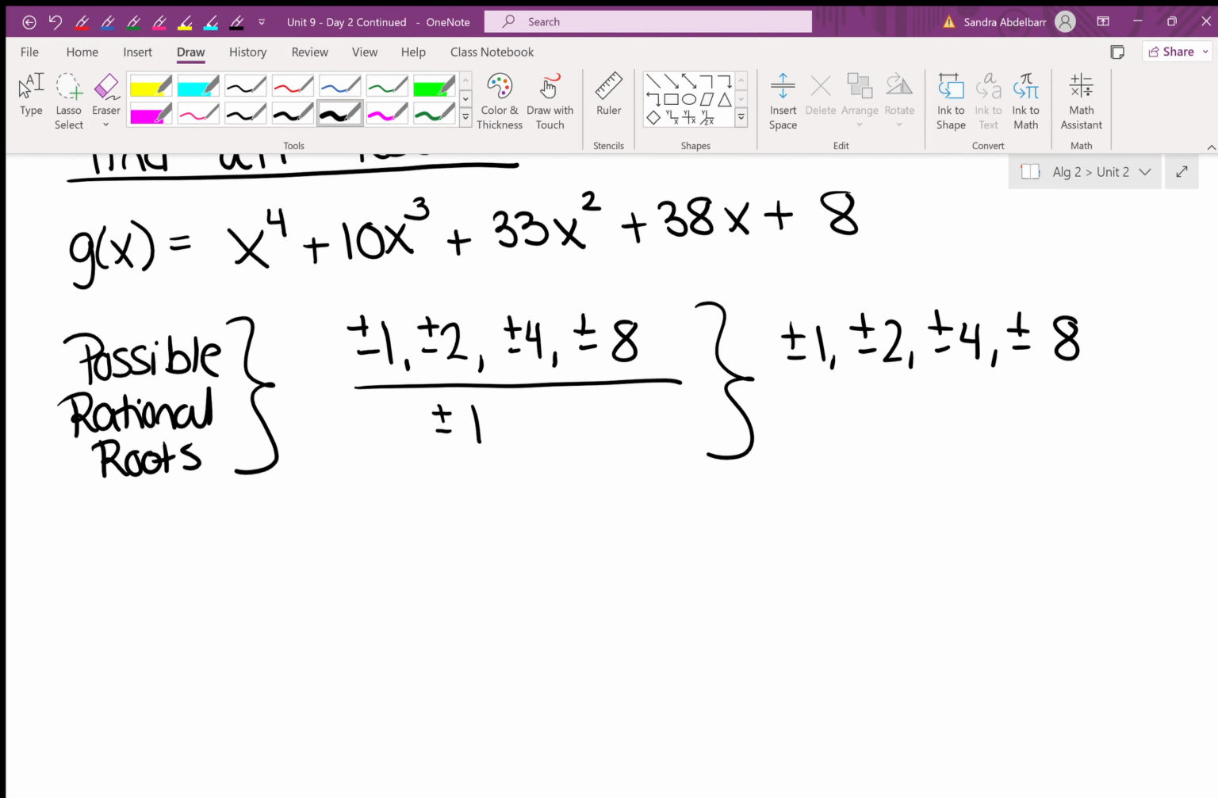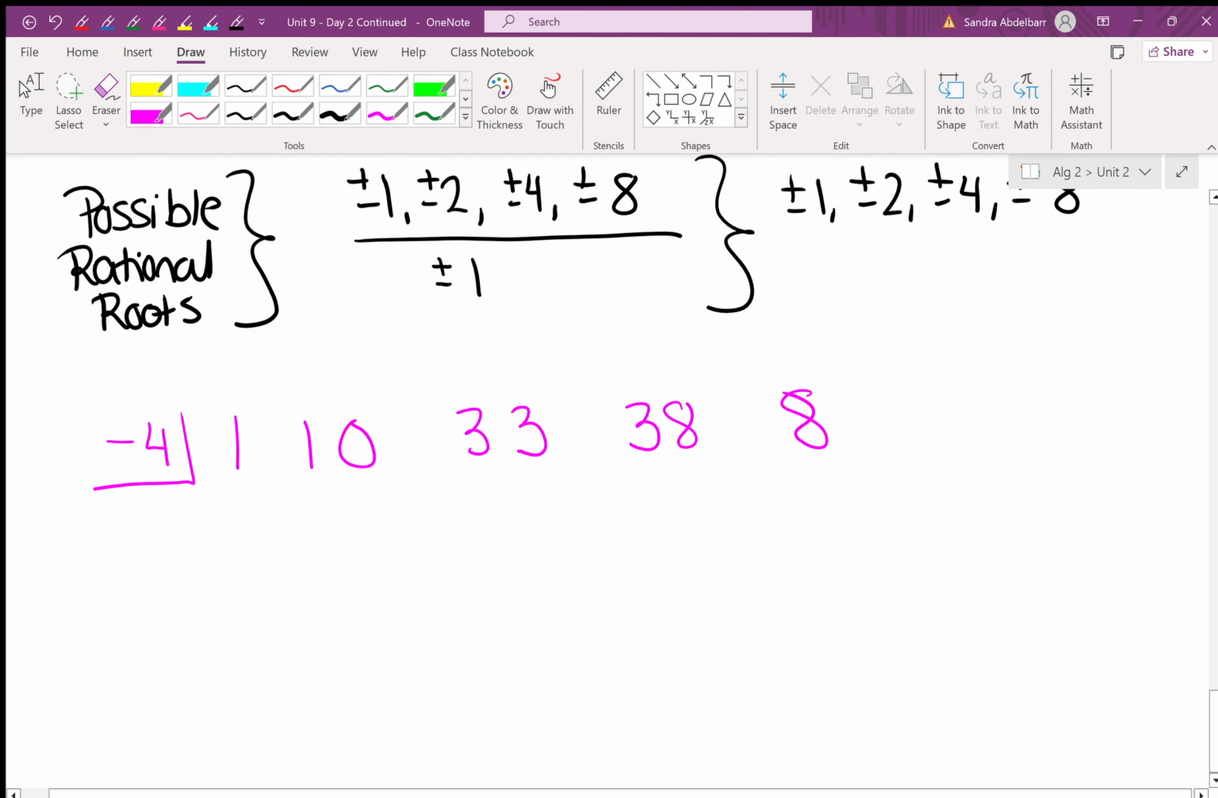Okay, let's try -4. You mean no. This could be right. -4. Let's do this. 1, 8. Oh, is this not it? That's not 1, 8. It's 1, 10. Sorry. 1, 10, 33, 38, and 8. All right.